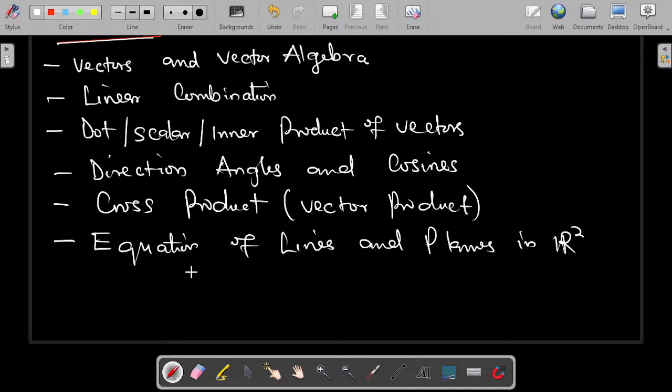The second part is systems of linear equations.